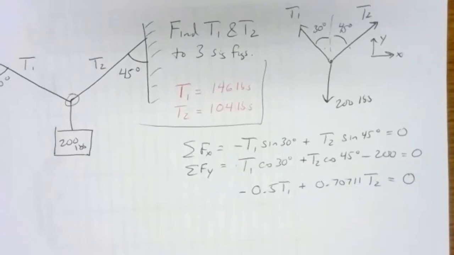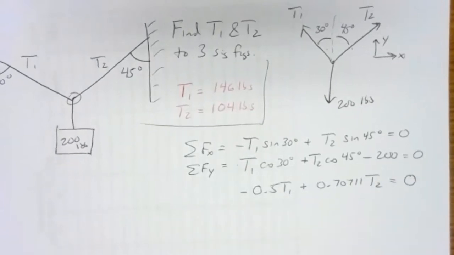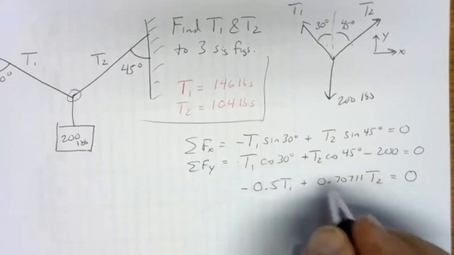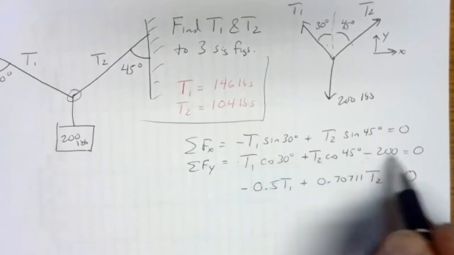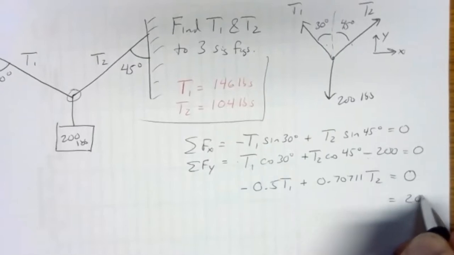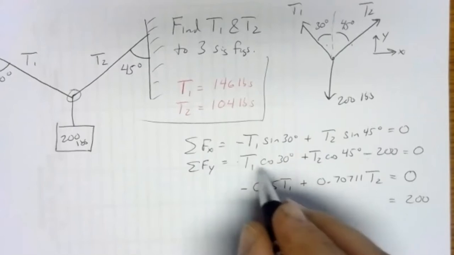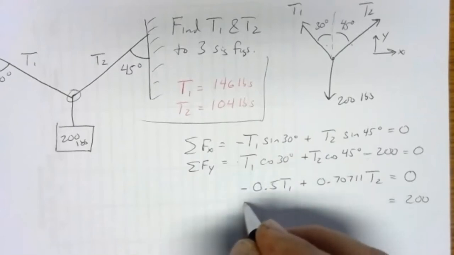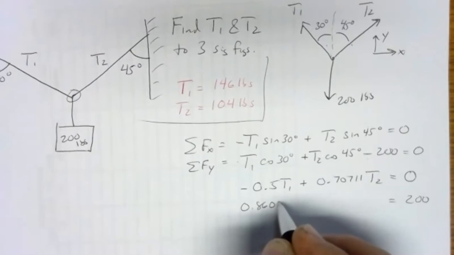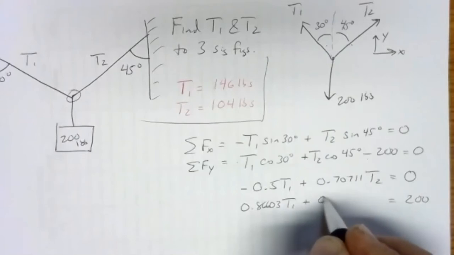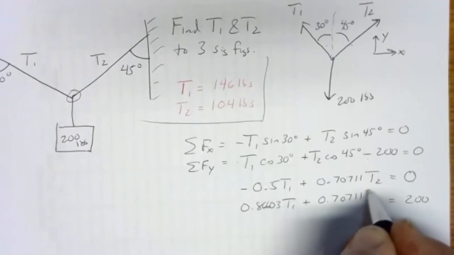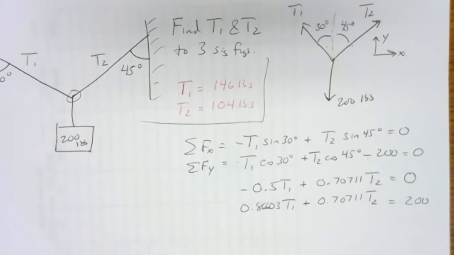So that's our new x direction equation: negative 0.5 t1 plus 0.70711 t2 equals 0. And if we do the same for the second equation, the first thing I do is add the 200 to both sides, so I'll end up with 200 over there. And then it's t1 cosine of 30, that's 0.86603 t1 plus 0.70711 t2 equals 0. So definitely simultaneous equations.